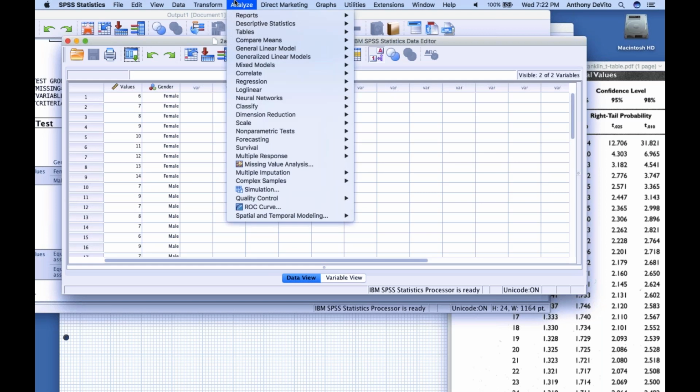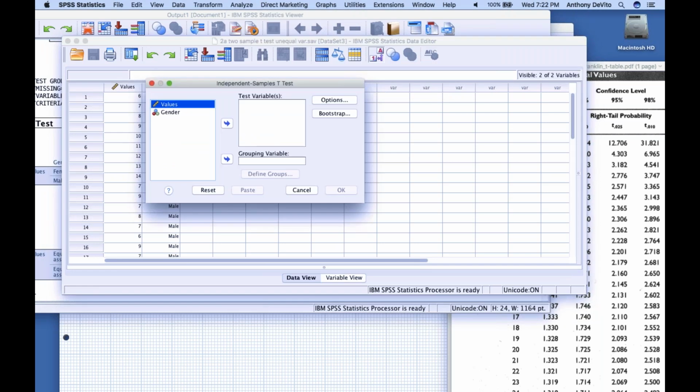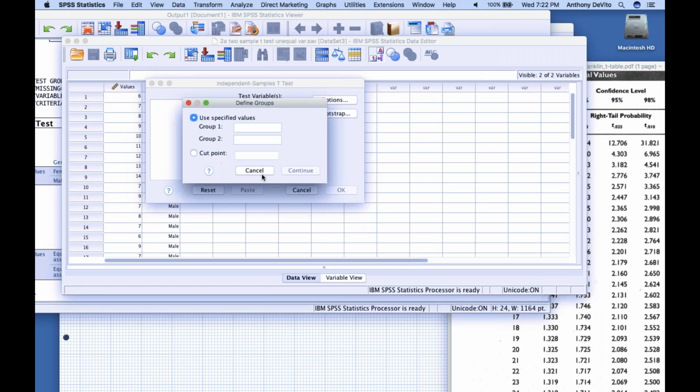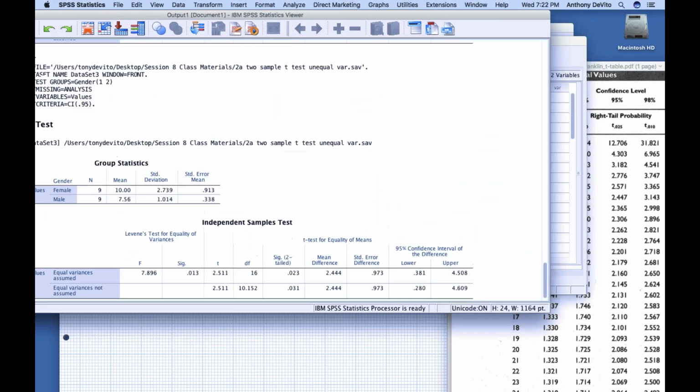I'm going to go to compare means, exactly the same thing as I did before. Independent samples t-test. I'm going to move the values into my test variable and gender into my grouping variable. And I'll remind SPSS that my two groups are the two values I have in there, 1 and 2. Click OK, and then I'm going to make sure this option says 95%. Then I'm going to click OK.